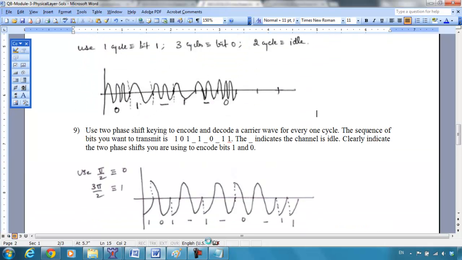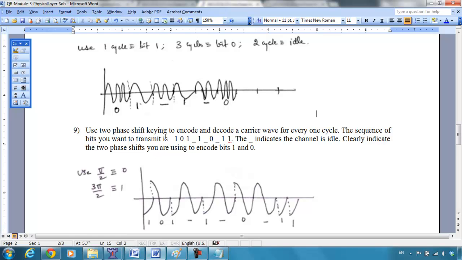Then phase modulation. So again, I give you the bit sequence. You need to use the number of phase shifts. So here I have to use 2 phase shifts. So use pi over 2 for bit 0, 3 pi over 2 for bit 1. So one full cycle is 2 pi. So 1/4 of a cycle is pi over 2.